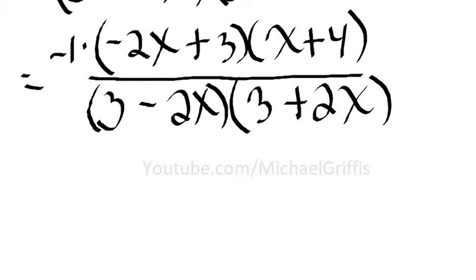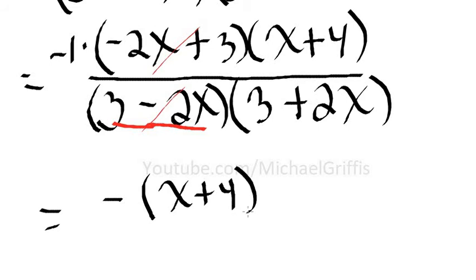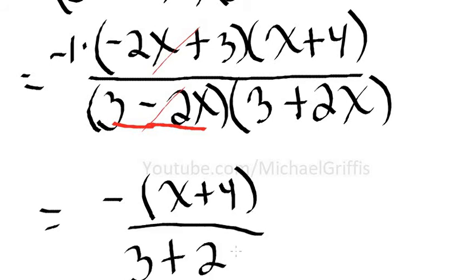Oh, we don't want to use pink. This negative 2x plus 3 is the same thing as this guy down here. So those two are going to cancel out. And we're going to be left with a negative x plus 4 over 3 plus 2x. Yep, that's going to do it.